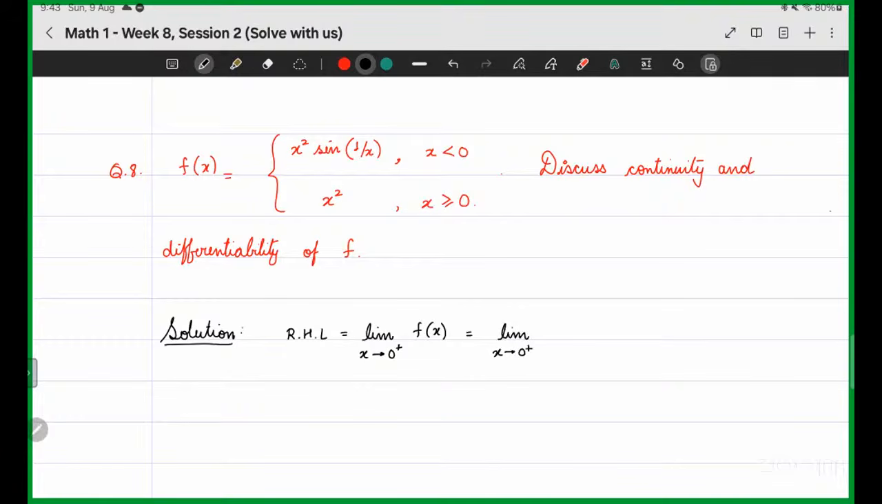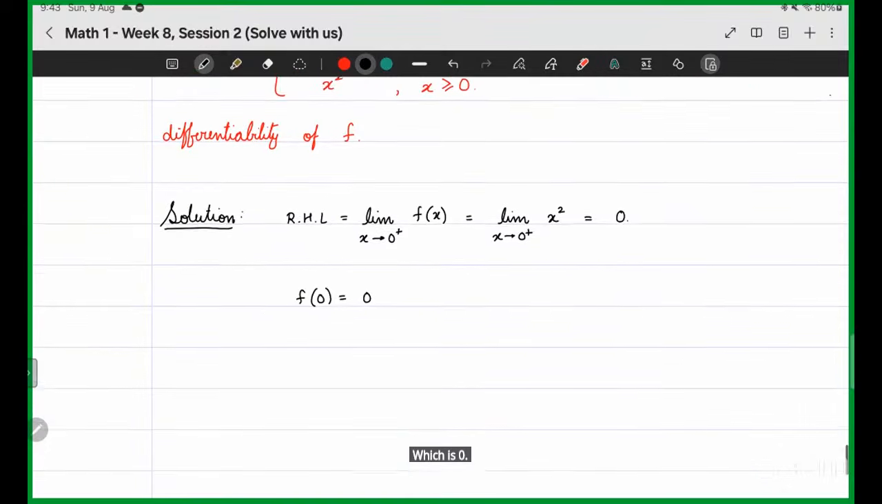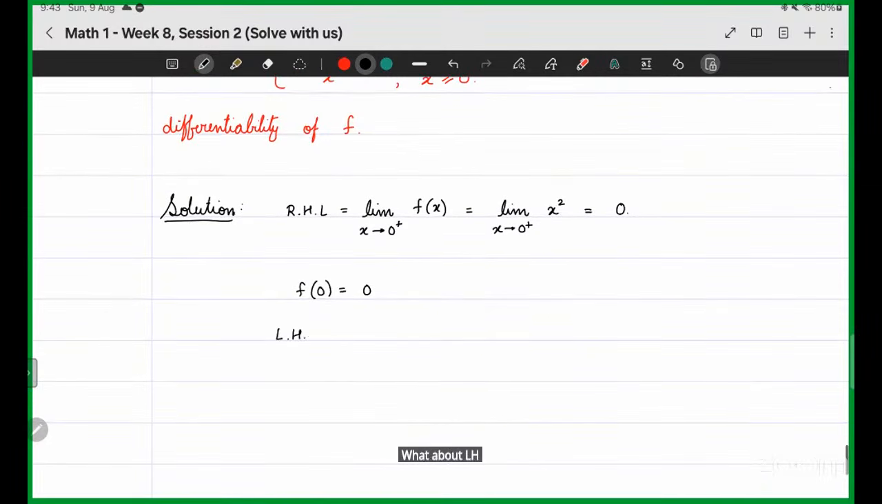It is x square, parabolic nature. I can just substitute and get the value 0. This is also equal to f of 0, which is 0. What about the LHL? This is what I want.